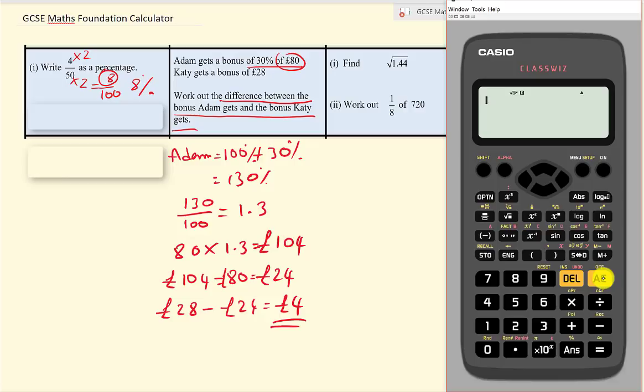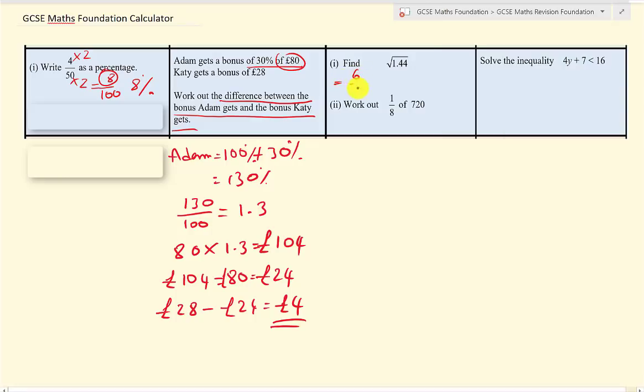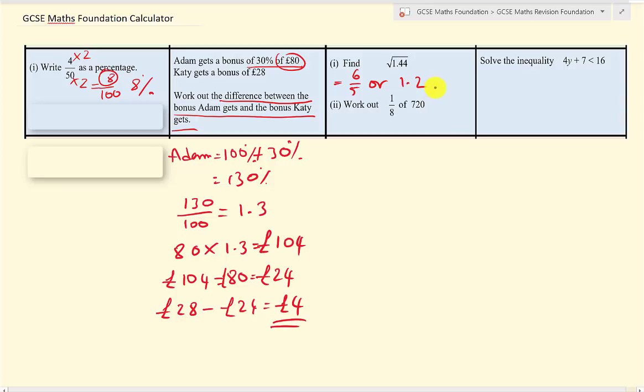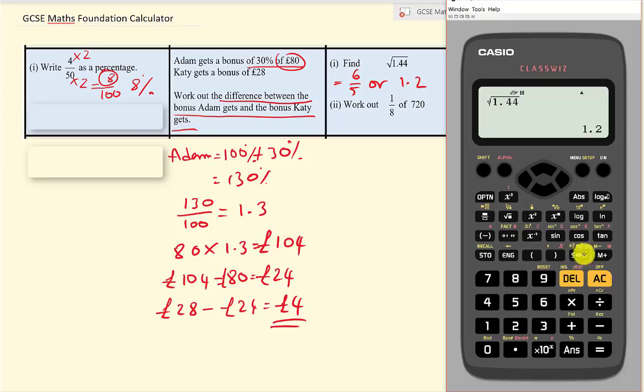Find the square root of 1.44. Again, use a calculator. The square root button we can see is over here. Press the square root button first and then type in your number, which is 1.44. Press the equals button, and that gives us a fraction. Now you can give your answer as a fraction, which is 6 over 5, or you can convert your answer into a decimal, which is 1.2. You press the S-D button to convert from fraction to decimal, or decimal to fraction again.